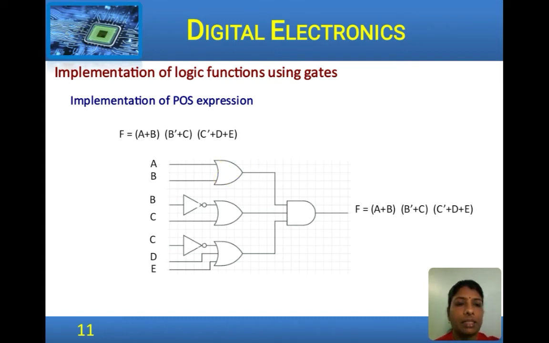Then B dash C, so complement B, give it to an OR gate, C. Then we have 3 inputs over here. So, a 3 input OR gate is used, C dash, so complemented D and E, we get C dash plus D and E, and all three to get the product of sum expression.